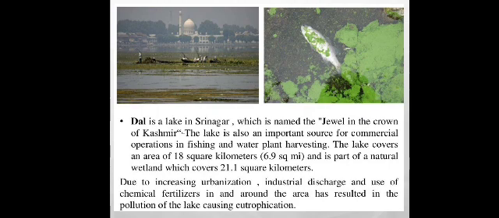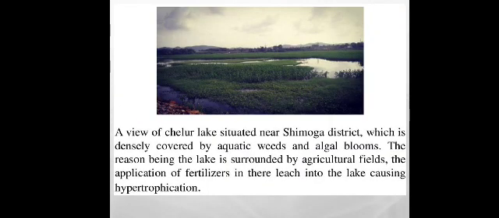Increasing urbanization, industrial discharge and use of chemical fertilizers in and around the area has resulted in the pollution of the lake, causing eutrophication. A view of Chelur Lake, situated near Shimoga district, which is densely covered by aquatic weeds and algal bloom. The reason is that the lake is surrounded by agricultural fields, and the fertilizers applied there leach into the lake, causing hypertrophication.